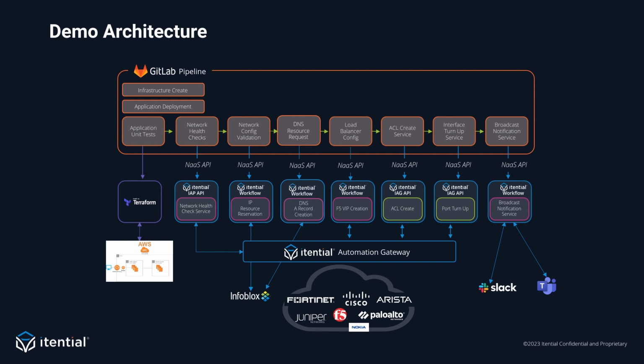Looking at the distinct phases, we'll see the network health check, IP resource allocation, basically allocating an IP address from Infoblox. We'll create a DNS record in Infoblox, provision an F5 load balancer, and create an ACL in a data center switch. Obviously, we could switch that out just as easily and be talking to Panorama and provisioning some sort of firewall policy. And then lastly, some port turn up and a notification.